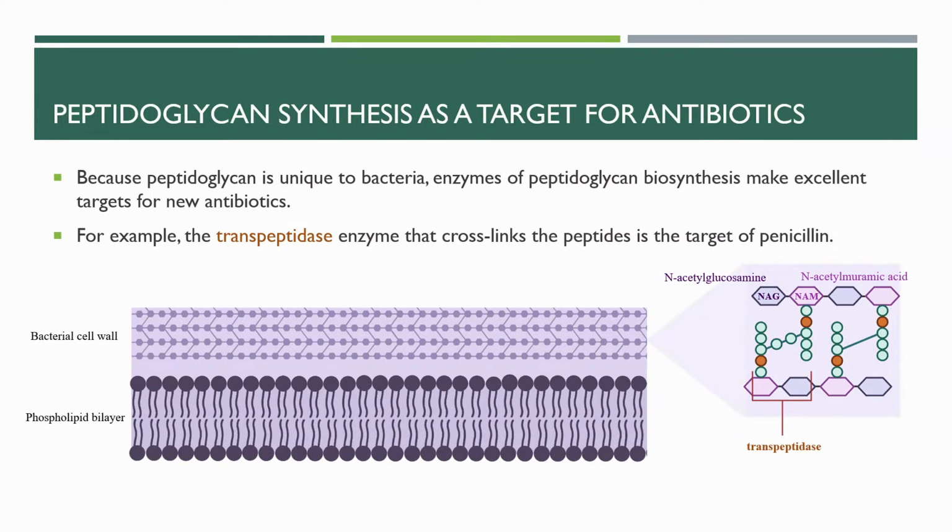Because peptidoglycan, or the cell wall, is unique to bacteria, we don't have cell walls. So we can use it as a target if we have a bacterial infection. So we can create antibiotics that will target the cell wall of bacteria, but it won't harm us because we don't have a cell wall. So it makes an excellent target for antibiotics. So the transpeptidase enzyme that cross-links the peptides at the very end is actually the target of penicillin.